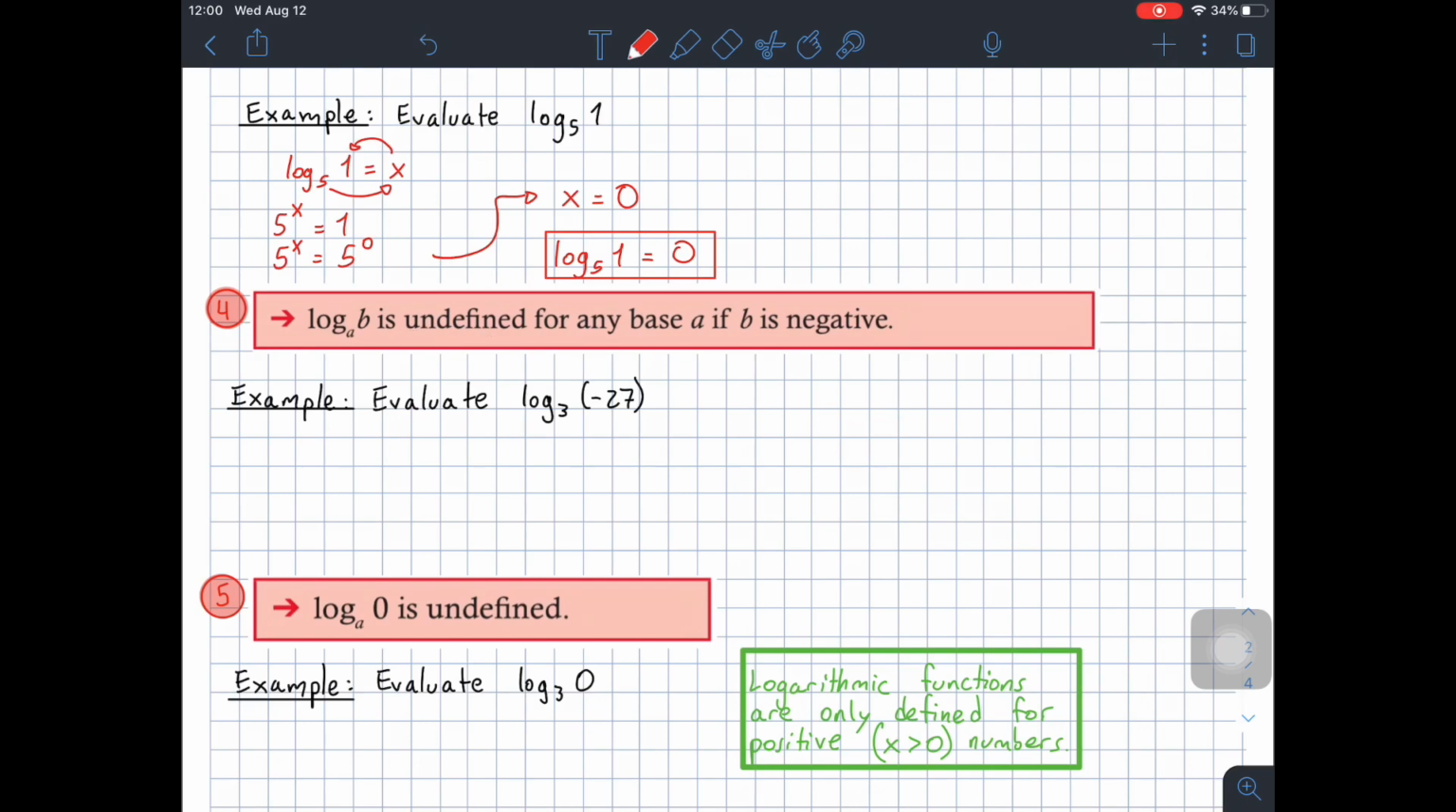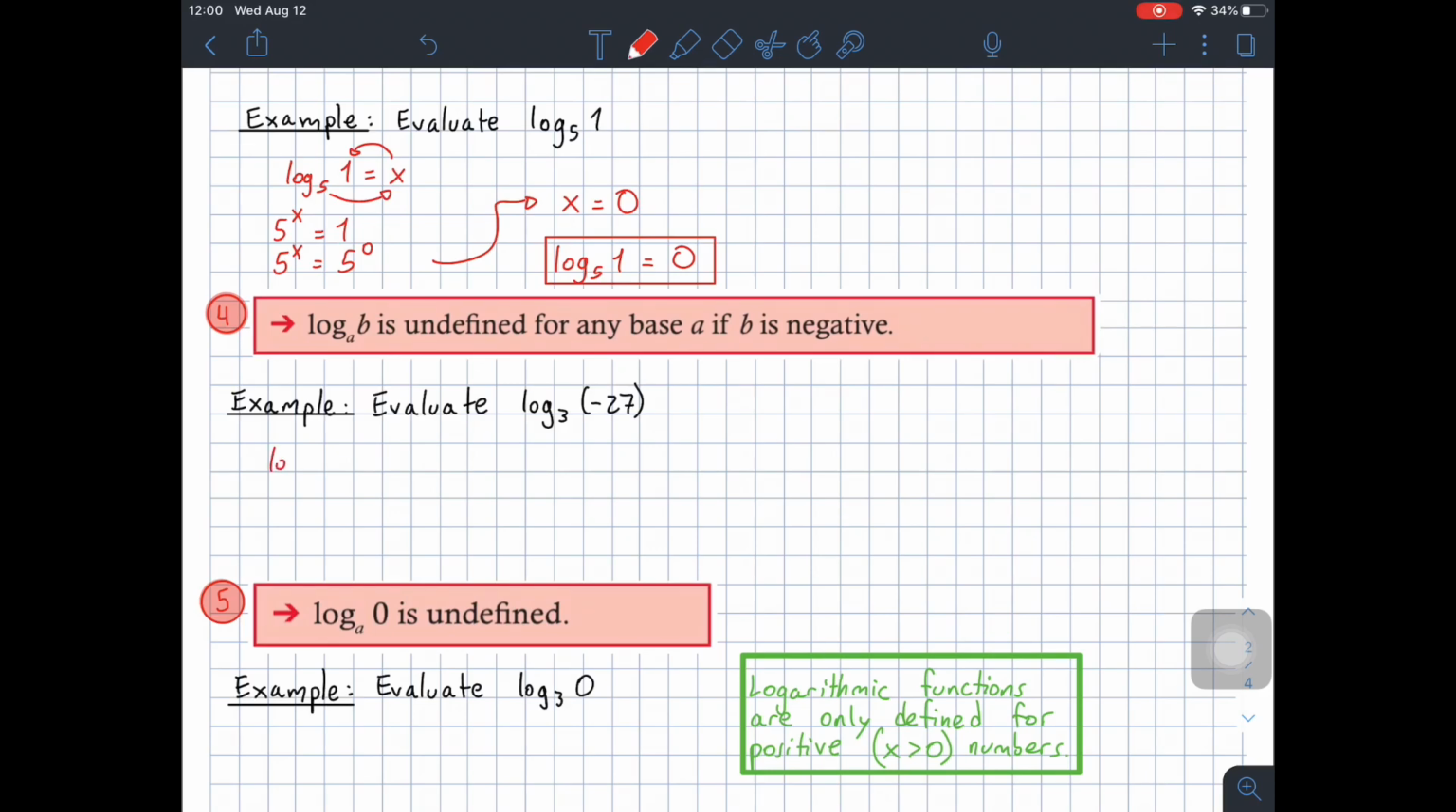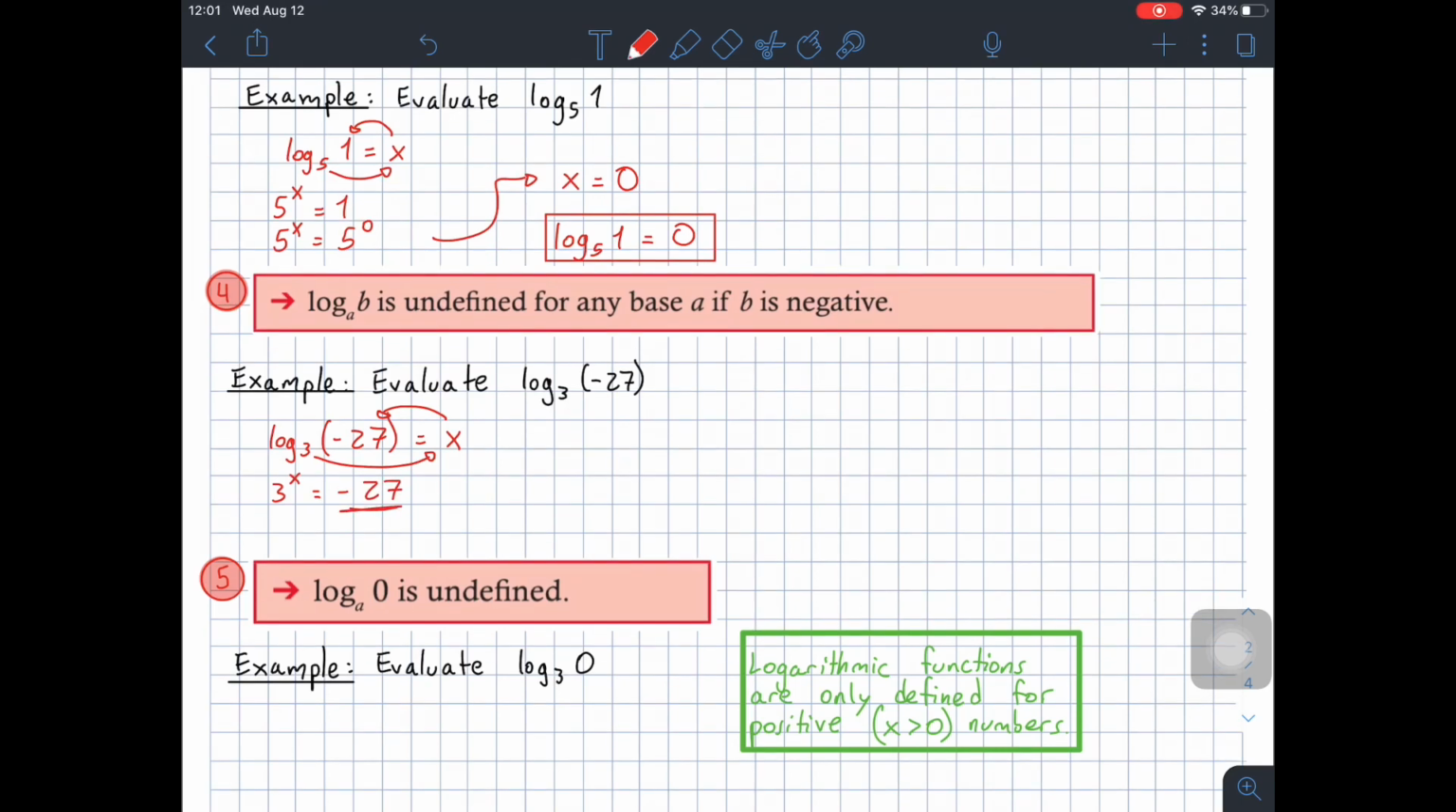And let's see. Evaluate log base 3 of negative 27. So we're doing the same as always. Log base 3 of negative 27 is equal to x, right? So same rule. 3 to the power of x should give me negative 27. So 3 to the power of x equals negative 27. I know I can rewrite 27 as 3 cubed. So 3 to the power of x equals negative 3 cubed.